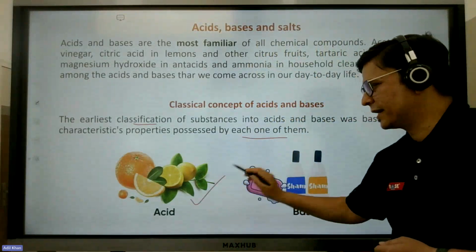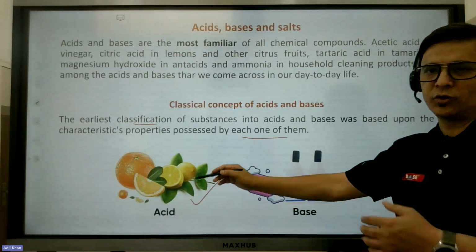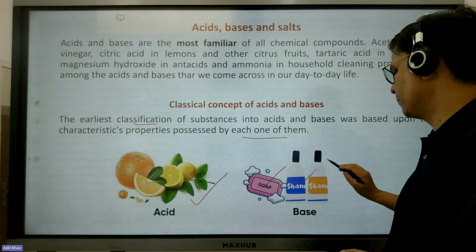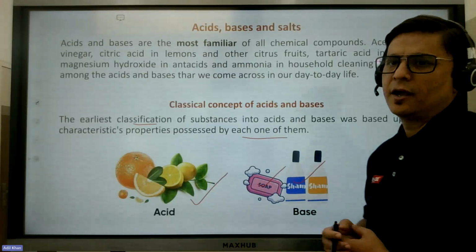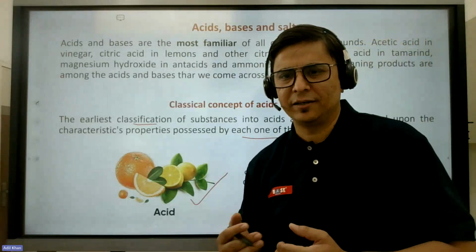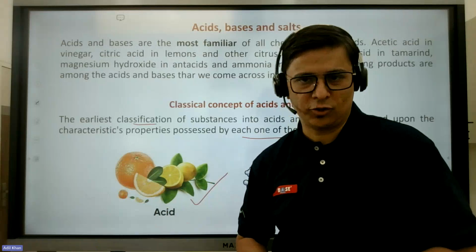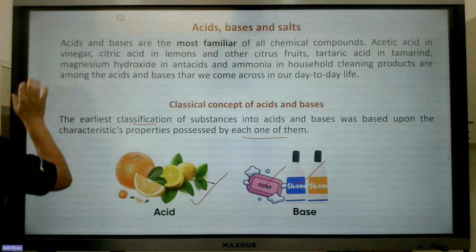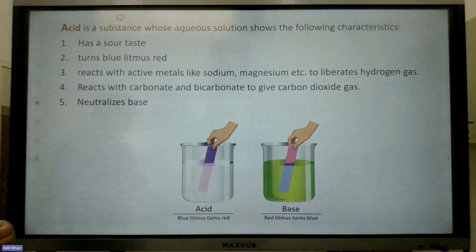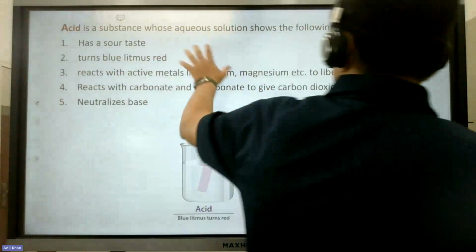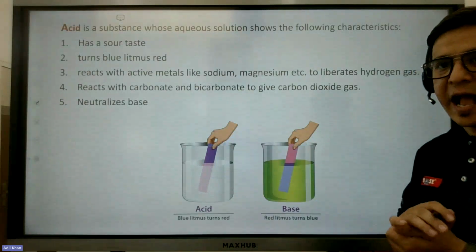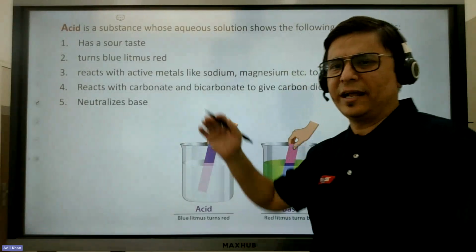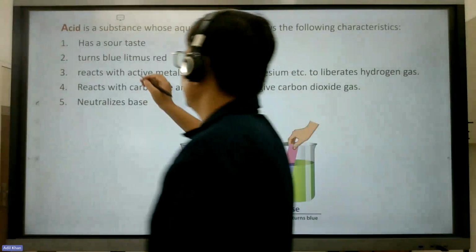So basically the fruits contain acid, citrus fruits contain citric acid. And here you have soap and your shampoos, they contain bases. Most of them contain NaOH and a few other types of bases also. So let's move inside and discuss how the initial classification of acid and bases was done. So acid is a substance when you take it in an aqueous solution, it means when you dissolve in water, then it will have some peculiar characteristic.